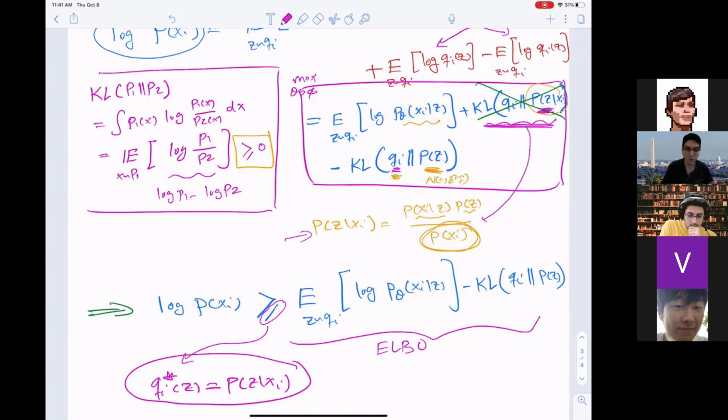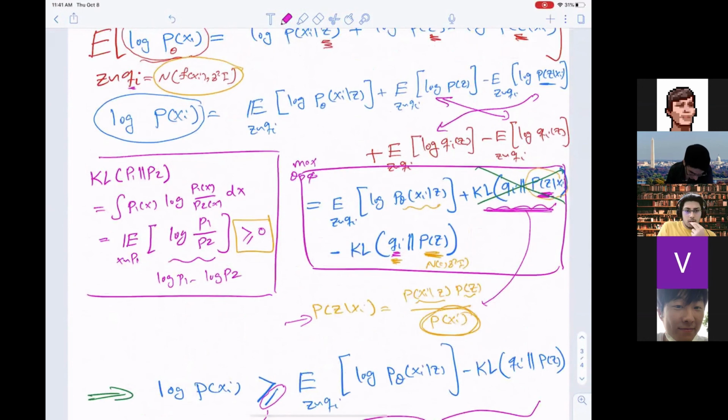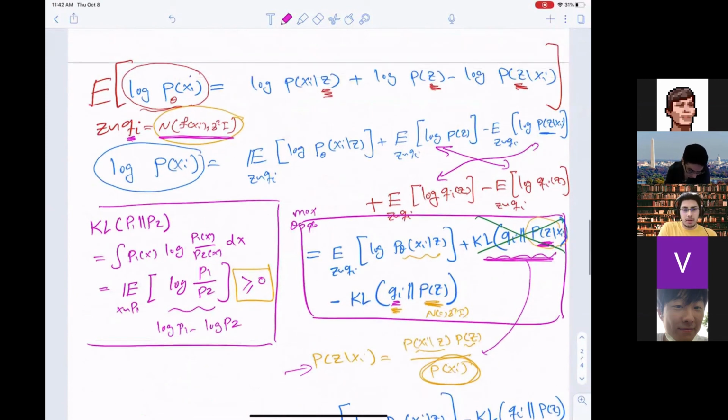Let me pause and take questions. One question is again about these qi's. They can be any distribution. In practice, we are going to use a Gaussian distribution whose mean depends on xi, because remember, qi is a distribution specific to this sample. I haven't even looked into my other samples. I'm just looking at the probability of observing xi, a particular sample.